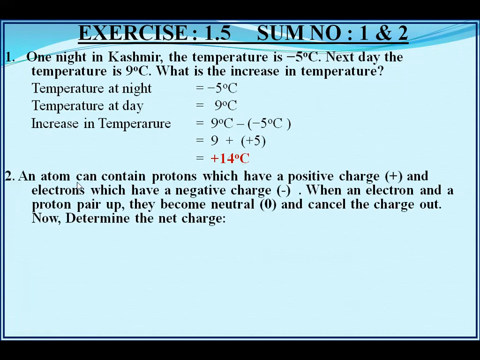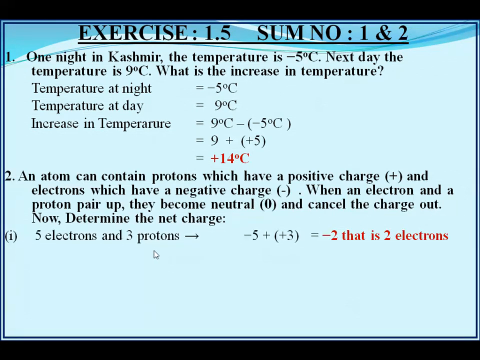Second one: an atom can contain protons which have positive charge plus and electrons which have negative charge minus. When an electron and a proton pair up, they become neutral, 0, and cancel the charge out. Now determine the net charge. The first one is already done for you in the textbook: 5 electrons and 3 protons. Electrons are minus signs and protons are plus signs. So minus 5 plus 3 is minus 2. That is 2 electrons. So your question starts from number 2.